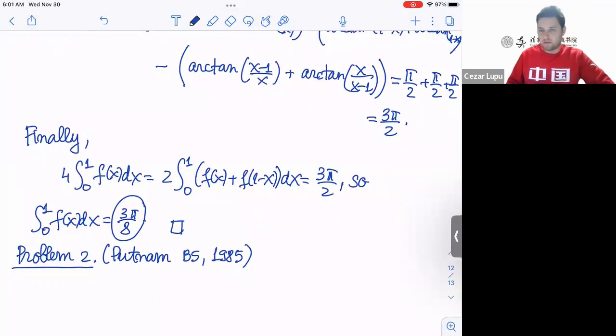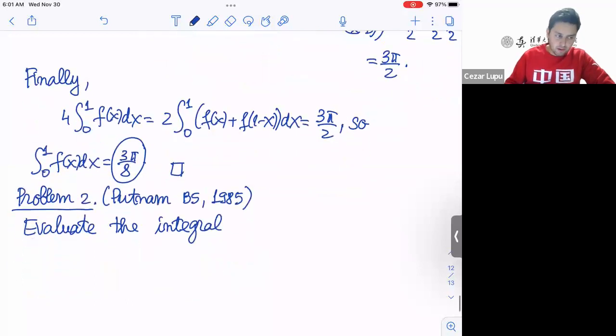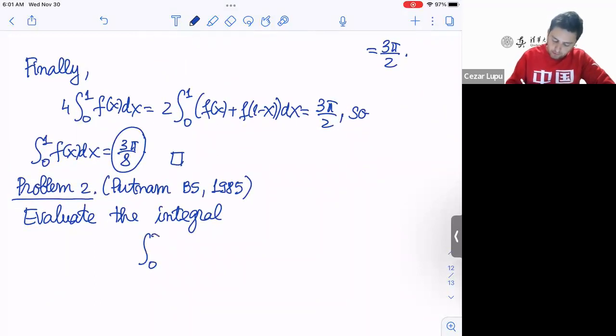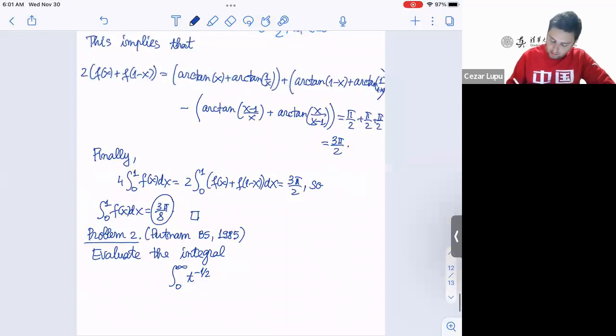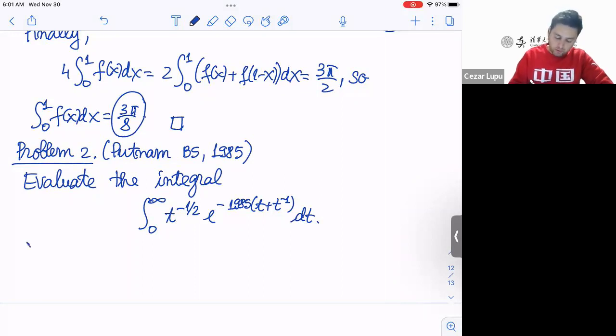Again, we need to evaluate an improper integral. So evaluate the integral from 0 to infinity of t to the negative 1/2 times e to the negative 1985 times t plus t to the negative 1 dt. I think that's the answer. That's the integral.